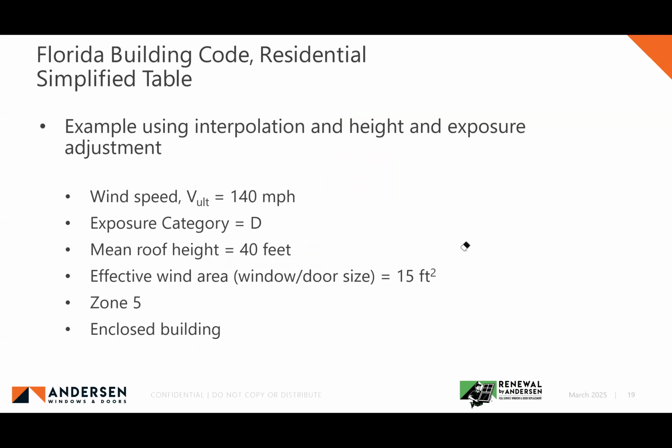But what happens if we change the mean roof height or change the exposure category, like we're going to do in this example here? So now let's say we're going to use the same wind speed of 140 miles per hour, but we're going to say it's in exposure D. So it's within 600 feet of some large body of water that extends for at least 5,000 feet, and a mean roof height of 40 feet and effective wind area of 15 square feet. Okay.